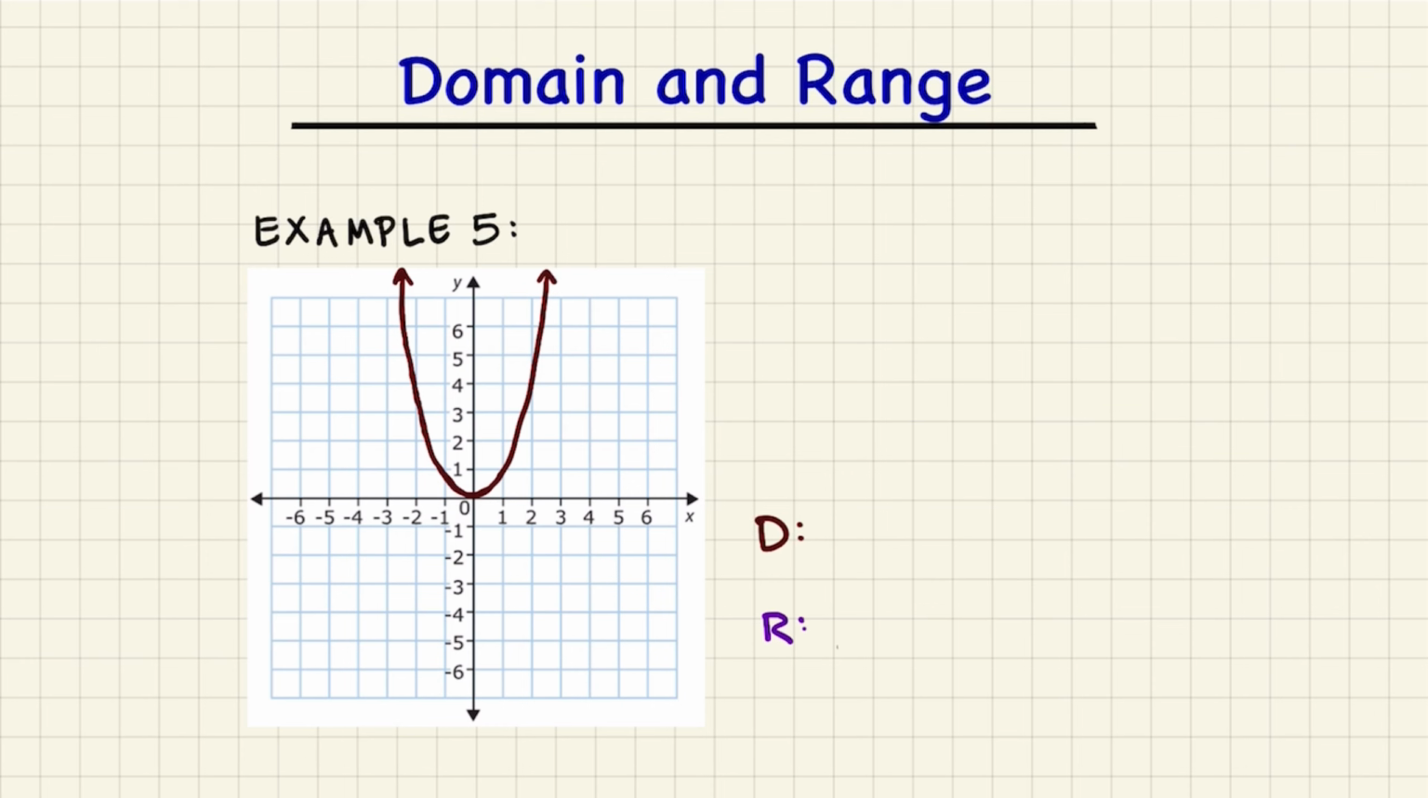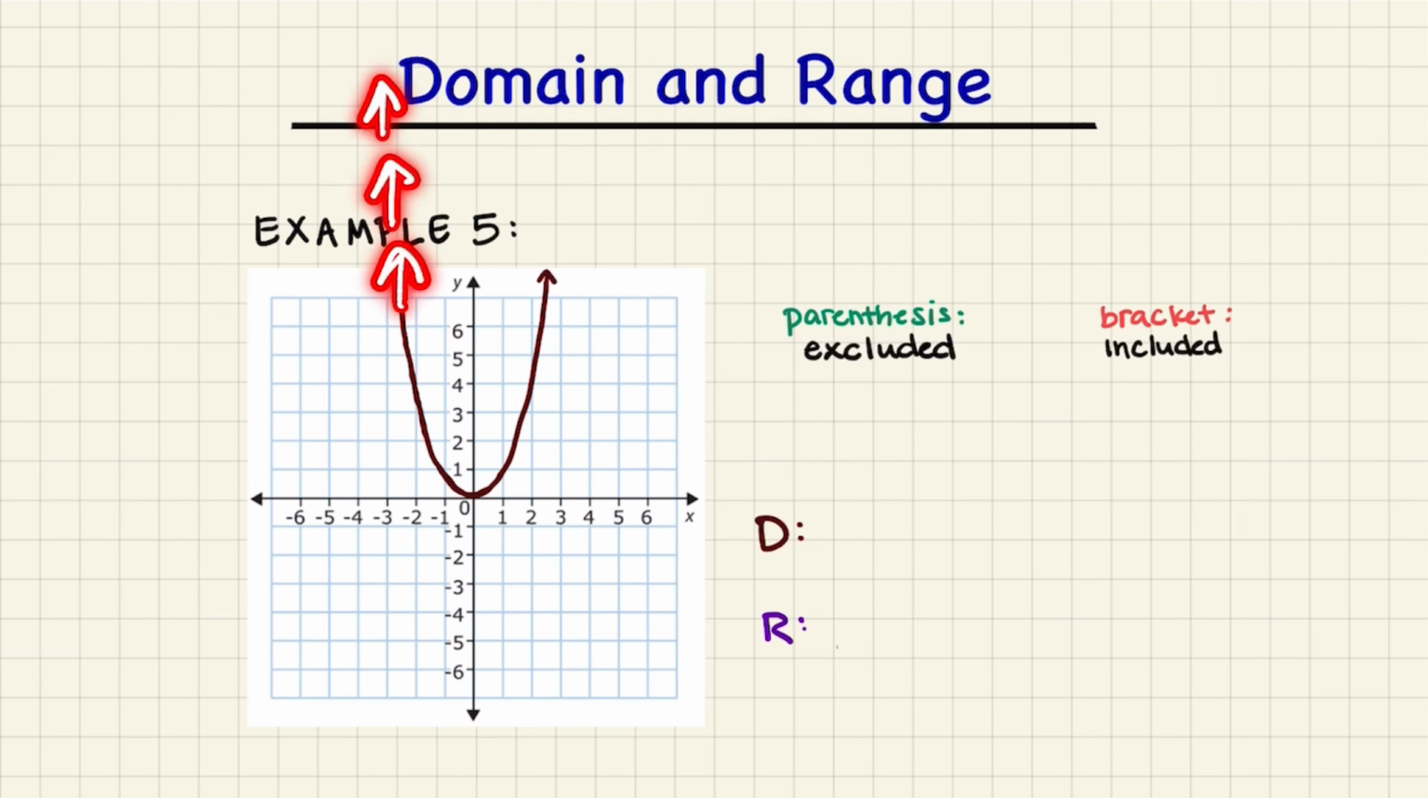Okay, so again, we have another graph. And let's keep in mind parentheses means the value is excluded and bracket means it's included. So starting with our domain, the lowest value our domain can be, well, this also continues on infinitely. As it goes up, it also goes slightly to the left, which means this continues on infinitely to the left. So there is no lowest value, which means the first part of our domain is going to be -infinity. And infinity always goes with a parenthesis.